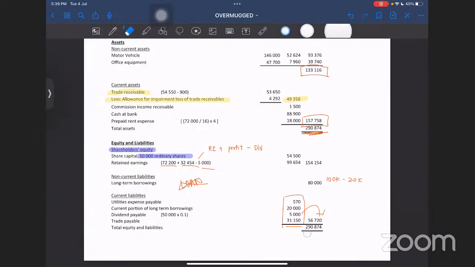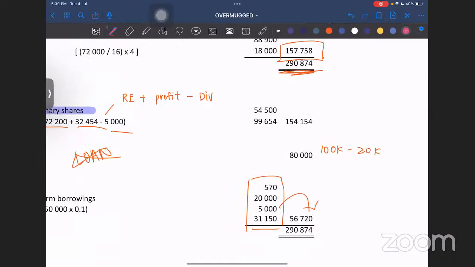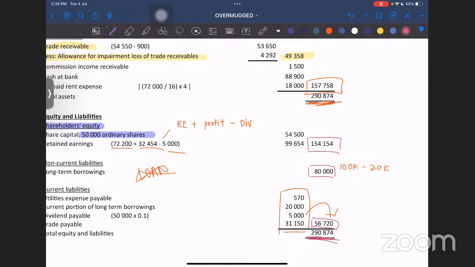Okay, so total, you will have this. So how do I get my full equity and liabilities? This plus this plus this, I will get 290,87874. Okay, so likewise, these two numbers, they have to balance.